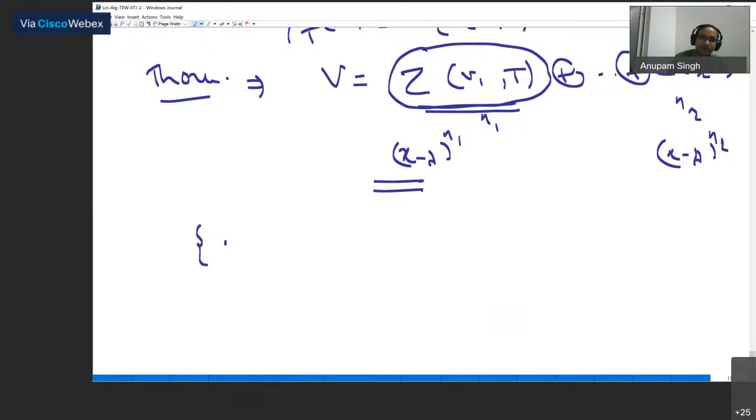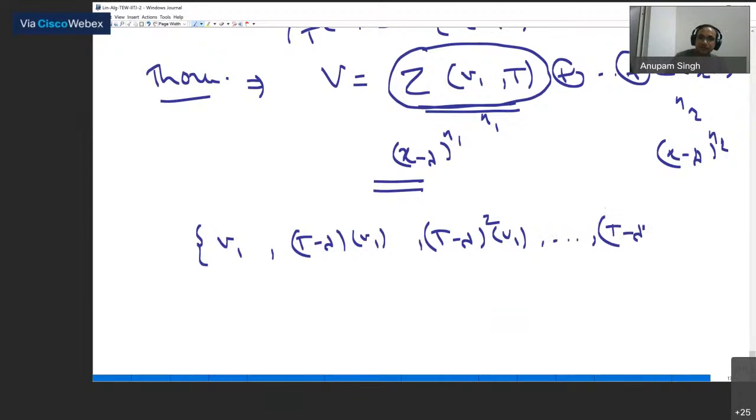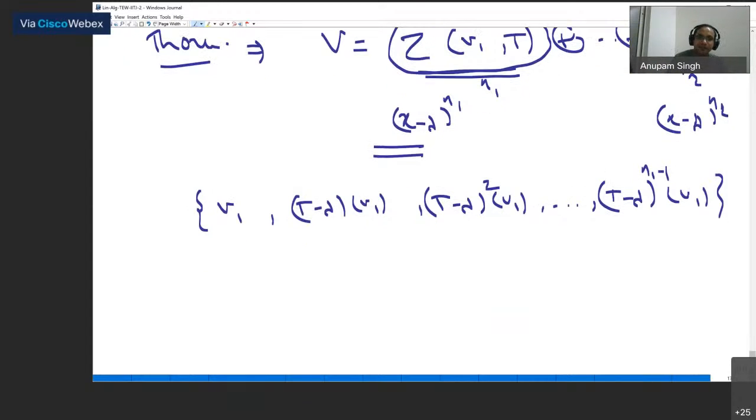I will choose the basis as this vector v1, then T minus lambda v1, then T minus lambda squared v1, and so on up to T minus lambda to the power n1 minus 1 of v1. And let's write the matrix with respect to this, right? So T of v1 is not a vector here, so I have to write it as a combination of these vectors.